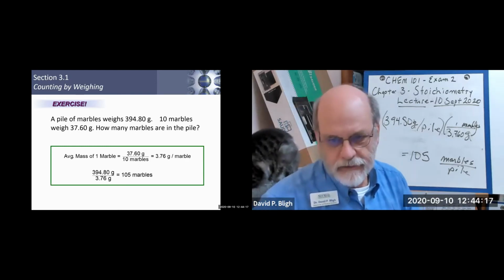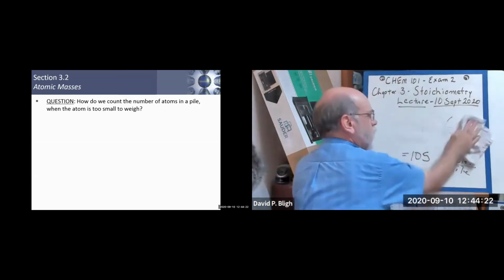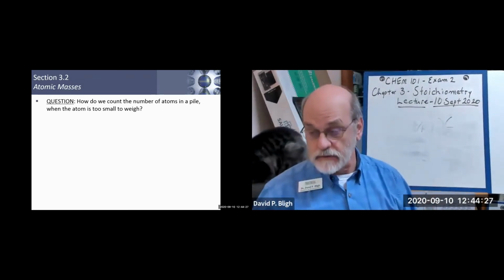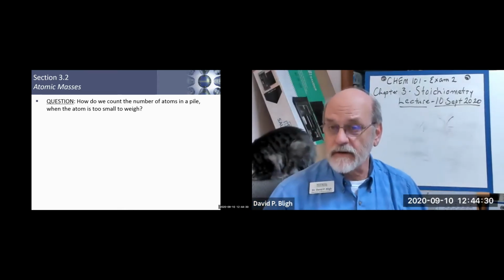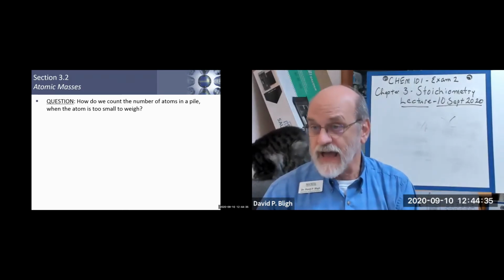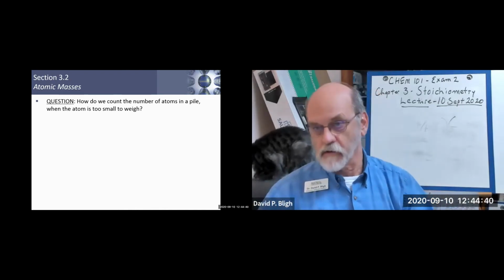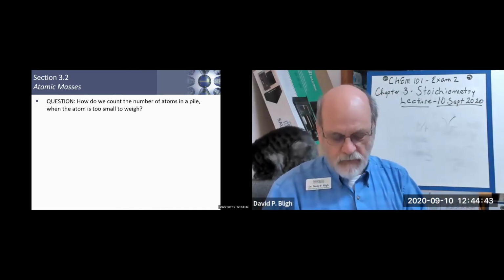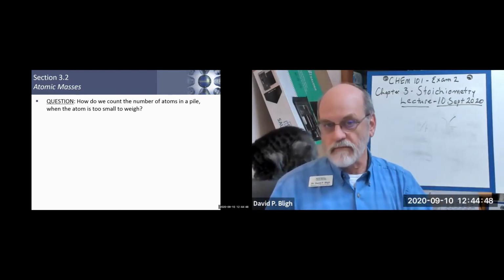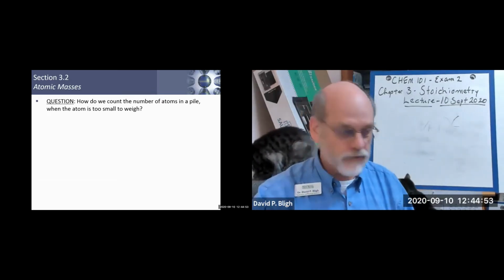All right. So now when we're talking about atoms, how do we count the number of atoms in a pile? Or how do we count just a few atoms to get their average mass so we can find out how many atoms are in a larger mass of atoms? Because we can't actually pull them out like 10 atoms and weigh them. So that's the question. And that was the puzzle for the longest time.